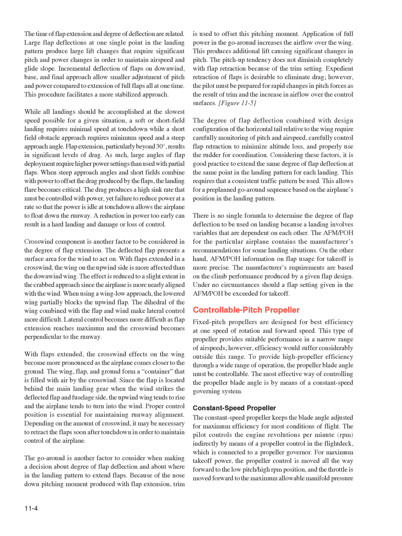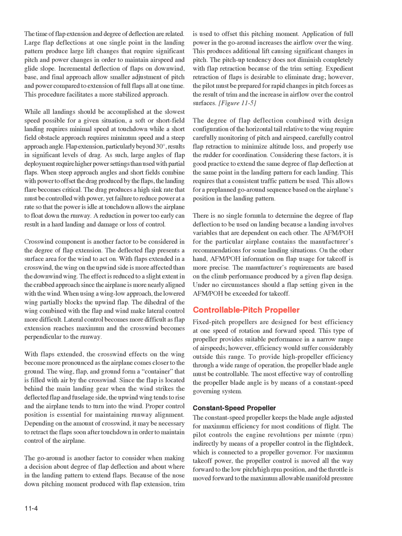Controllable pitch propeller. Fixed pitch propellers are designed for best efficiency at one speed of rotation and forward speed. This type of propeller provides suitable performance in a narrow range of airspeeds, however, efficiency would suffer considerably outside this range. To provide high propeller efficiency through a wide range of operation, the propeller blade angle must be controllable. The most effective way of controlling the propeller blade angle is by means of a constant speed governing system. Constant speed propeller. The constant speed propeller keeps the blade angle adjusted for maximum efficiency for most conditions of flight.